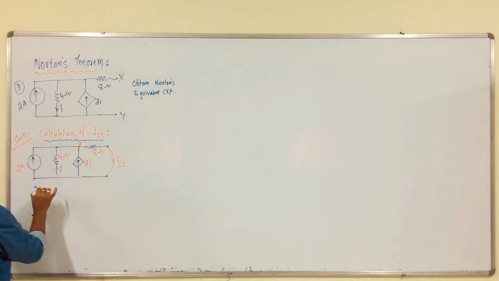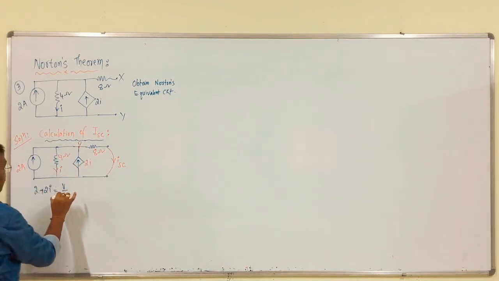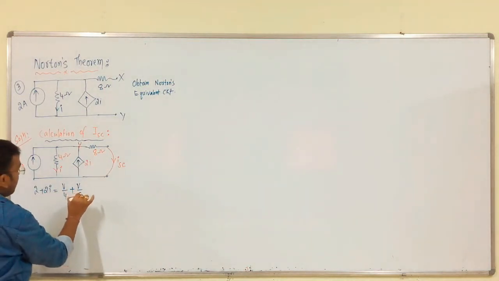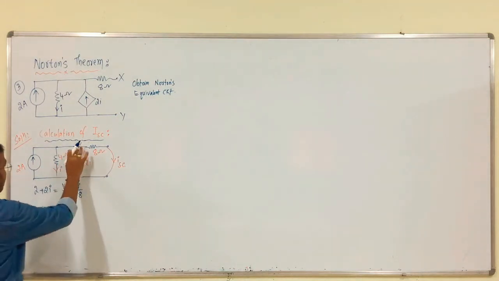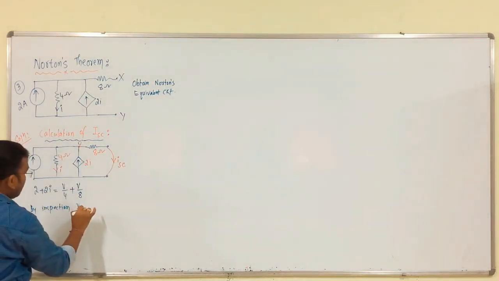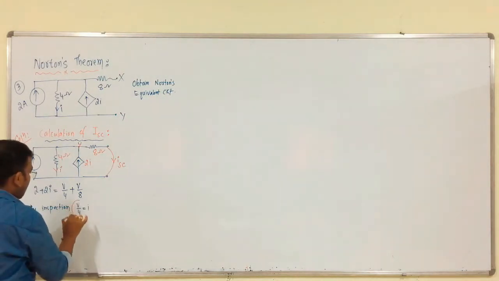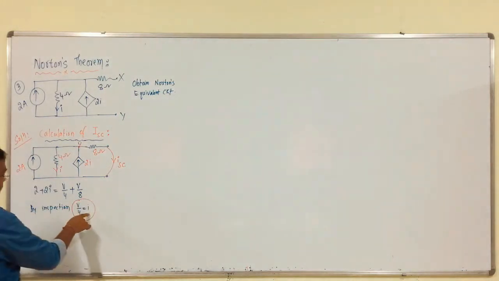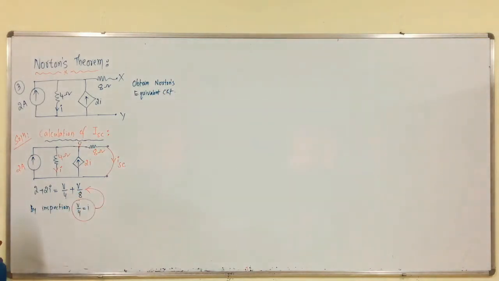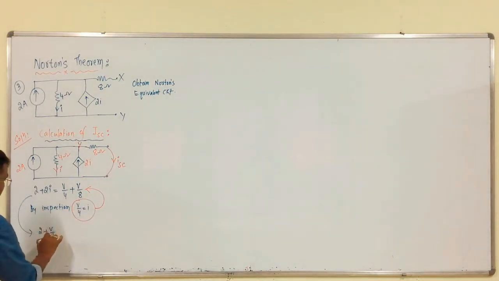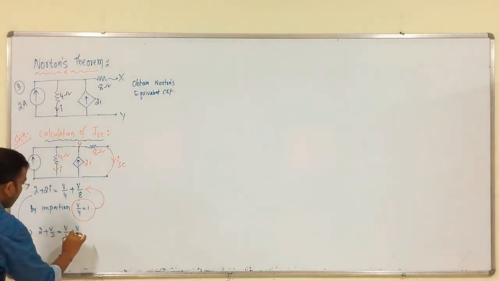So, 2 plus 2I is nothing but V by 4 plus V by 8, right? And by inspection, see, V by 4 is equal to I, right? So I is equal to V by 4. Here substitute this into this. Therefore, we got 2 plus 2 into I, that is V by 2. So, V by 4, V by 8.